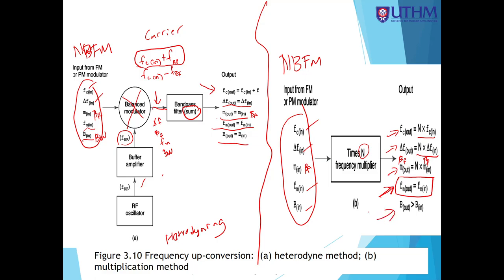Bandwidth, we are not multiplying with n. It is depending on the Bessel bandwidth or Carson's bandwidth. Okay, so if bandwidth by Bessel, you need to look at the table, based on the value of beta F. Okay, kita boleh tentukan nilai bandwidth berdasarkan nilai beta F dengan cara melihat dalam Bessel table. Or we can find the bandwidth by Carson, where it is equal to 2 times (delta F plus FM).